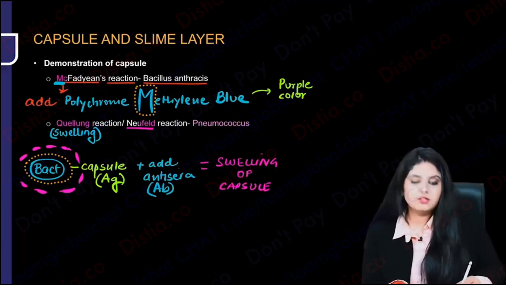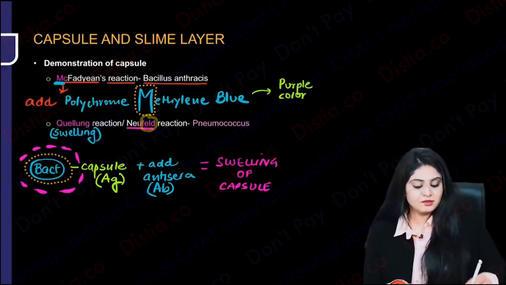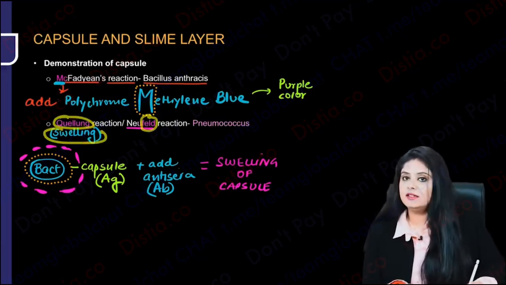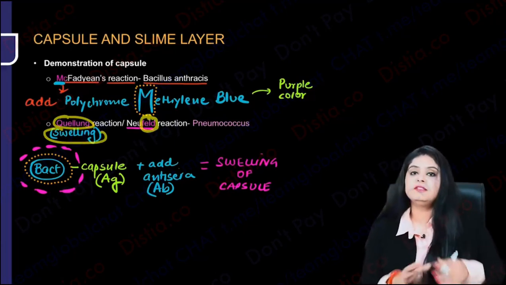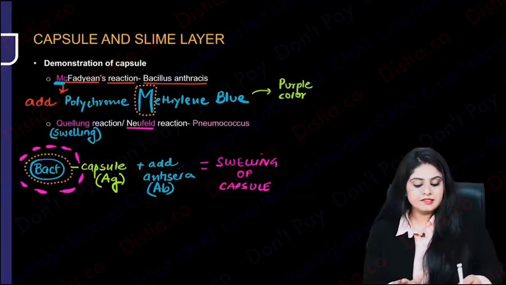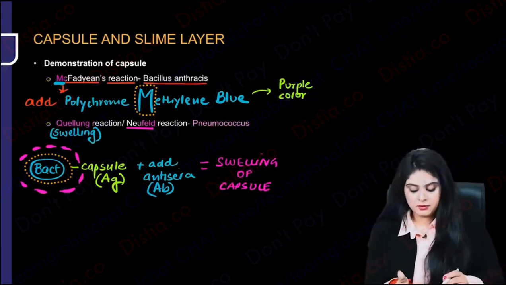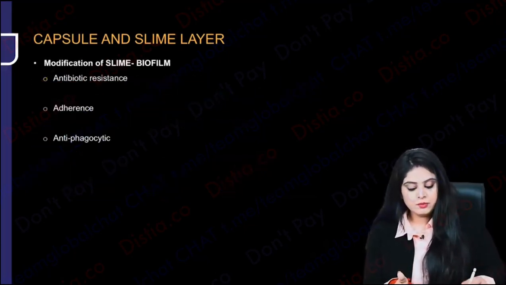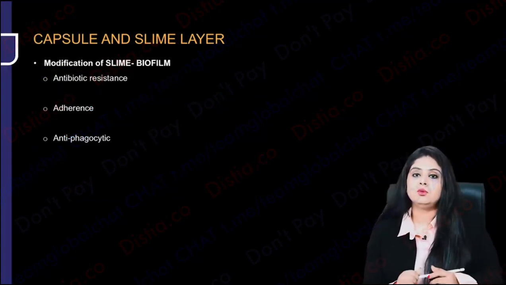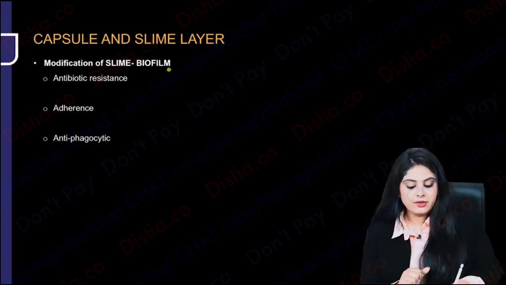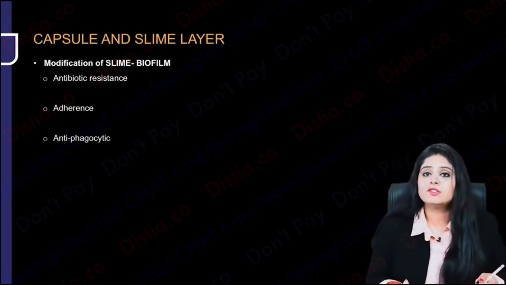And I also call it the Neufeld. How I have learnt it is fela hua capsule. So Quellung is the swelling of the capsule, and Neufeld means fela hua, a bigger capsule. These are the two tests, Mcfadyen and Quellung. But what exactly is the modification of slime known as? If this gets modified, and some of the bacteria have it, that is going to result in a biofilm.